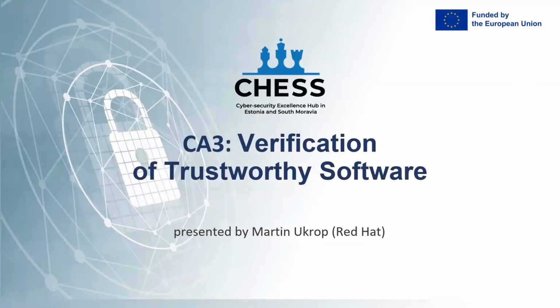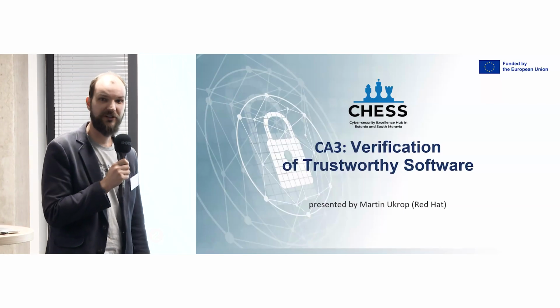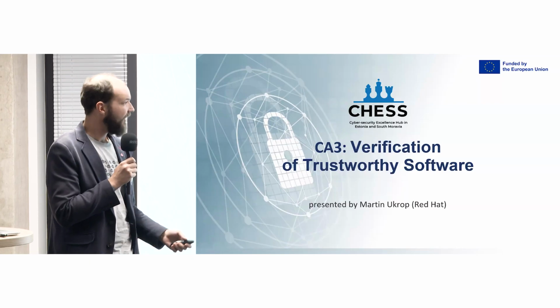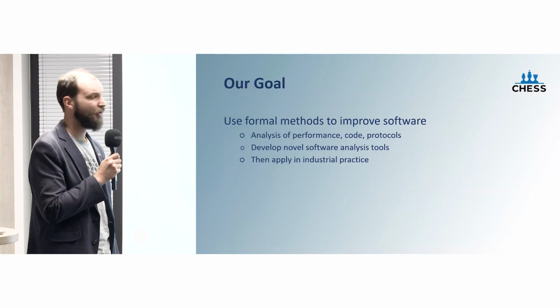Hello, I'm here representing challenge area 3, the verification of trustworthy software. I'm from Red Hat, but there are multiple companies and institutions involved in the area. The goal of the challenge area is to use formal methods to improve software.